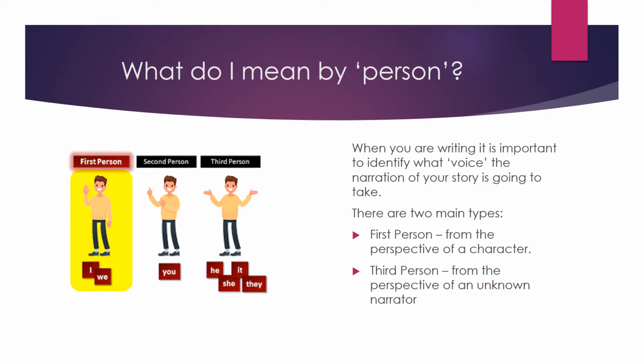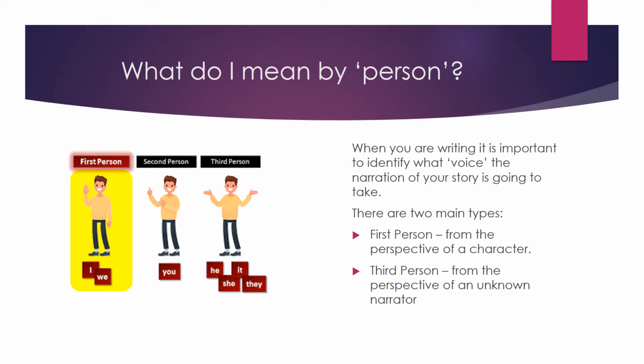So we're looking at third person narrative this lesson. And what do I mean when I say person? Well, when you're writing, it's important to identify what voice the narration of your story is going to take. So who is it who is telling the story? And there are two main types that authors tend to use: first person narration and third person narration.